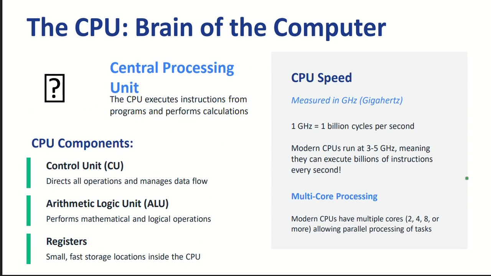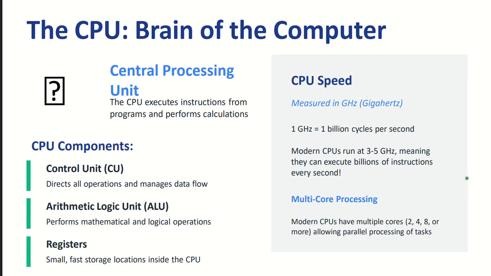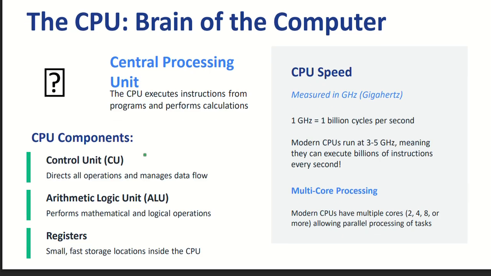Let's move on to the second thing, the CPU, the brain of the computer. The CPU has the following components. There are three components of a CPU. One is the control unit, CU. The second is the arithmetic logic unit, and the third are the registers. CPU, as we discussed earlier, performs different processing and different calculations.